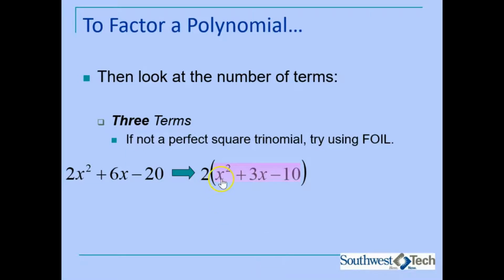Since the leading coefficient of the first term is 1, the first term in each binomial will be x. The constant term is negative 10, so the last term in each binomial must be one of the following factor pairs if this trinomial is factorable: 2 and 5 or 1 and 10, with one being positive and the other factor being negative. After checking the combinations, the factorization of this polynomial is 2, that greatest common factor, times these 2 binomials that result in that trinomial that we have highlighted here.